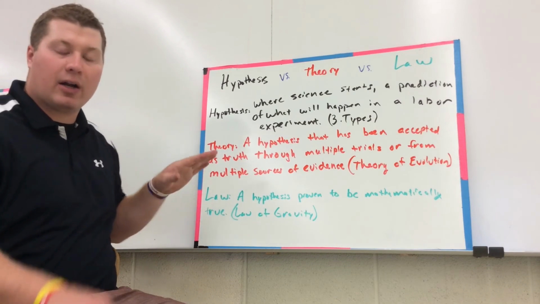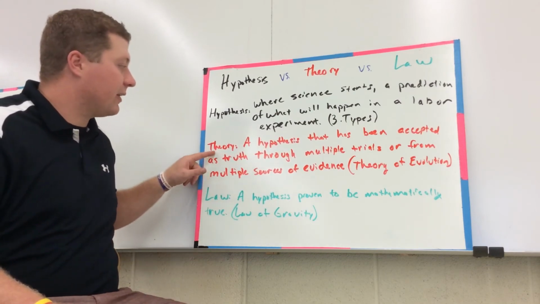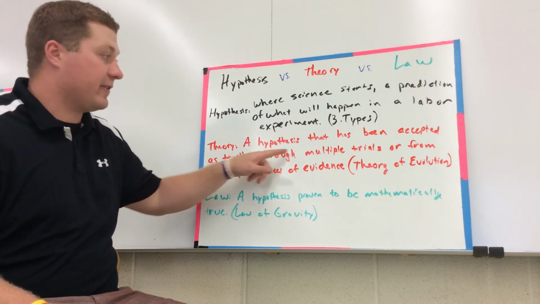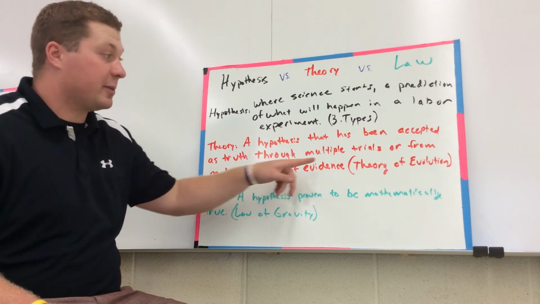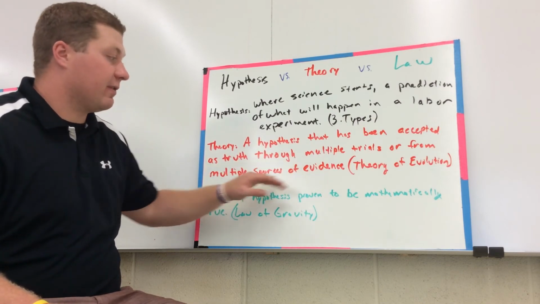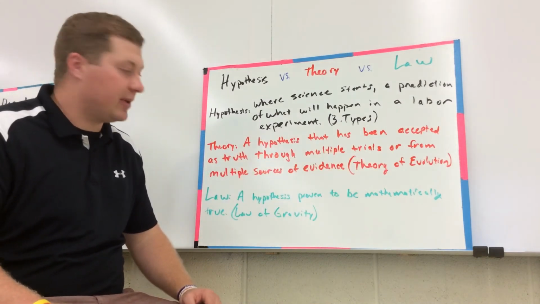Theory and law are on the same level. They're a little bit above the hypothesis. A theory is a hypothesis that has been accepted as truth. This has been done through multiple trials or from multiple sources of evidence. An example of this is the theory of evolution. That's a common one we use in this class.